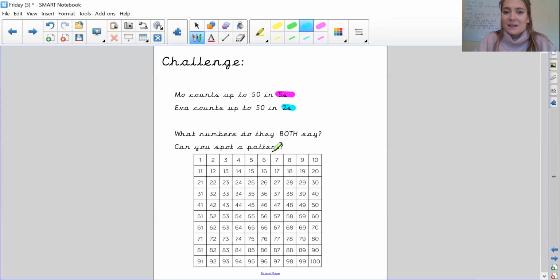So see if you can count in your 2s going along and your 5s and see which number they both say, okay? Think really carefully. You might have to write your numbers out as you're doing it. So write out the numbers Mo counts. So if he goes 5, 10, 15, 20, 25. So write out the numbers he does to 50. Then do Eva. So Eva would count in her 2s, 2, 4, 6, 8. Then keep going and then see which numbers they both say as they're counting. Okay, and see if you can spot a little pattern.